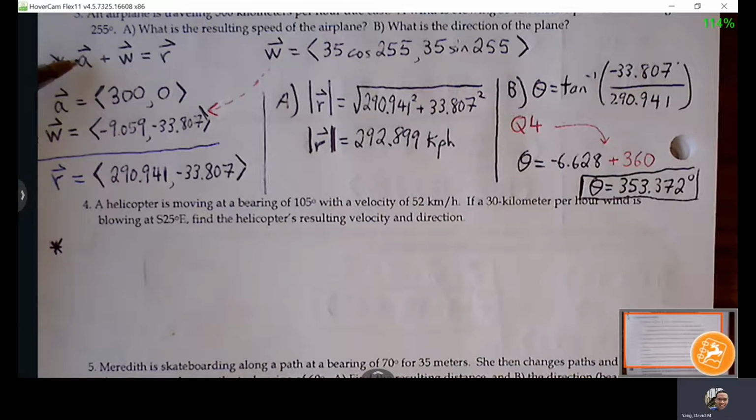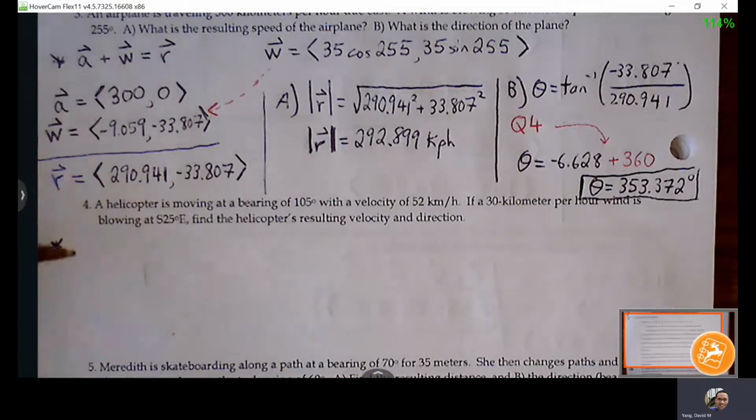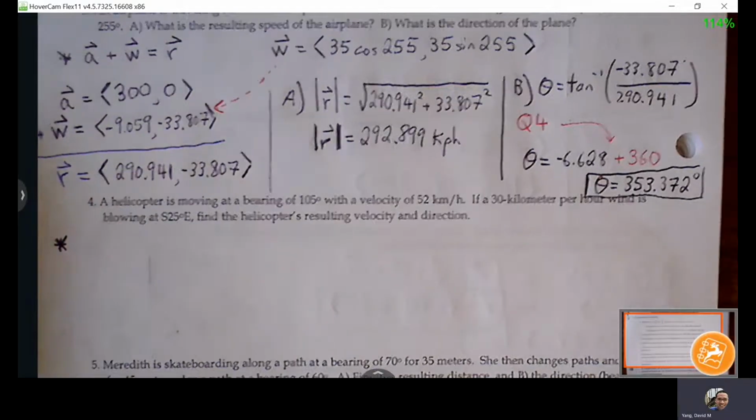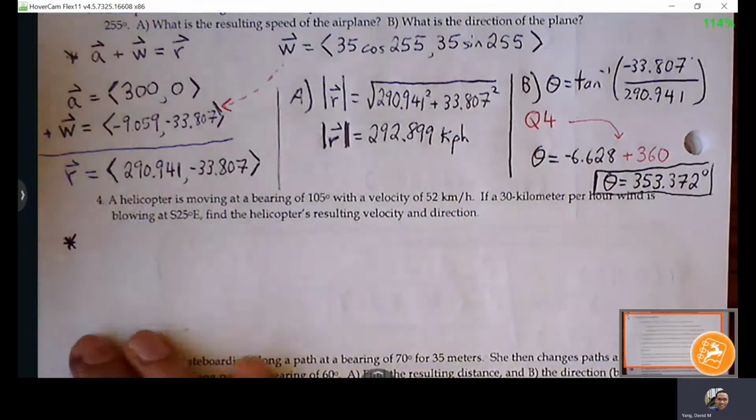We have a helicopter pointing at a certain direction. The wind is going to change its course. We want to figure out what is that resultant end result of that helicopter's movement.